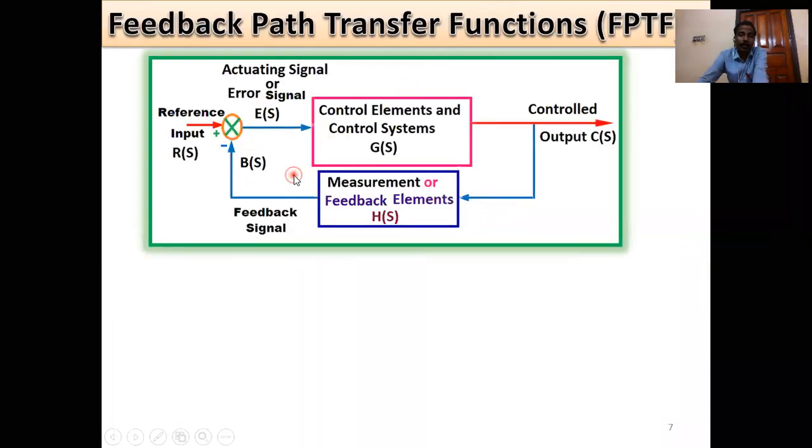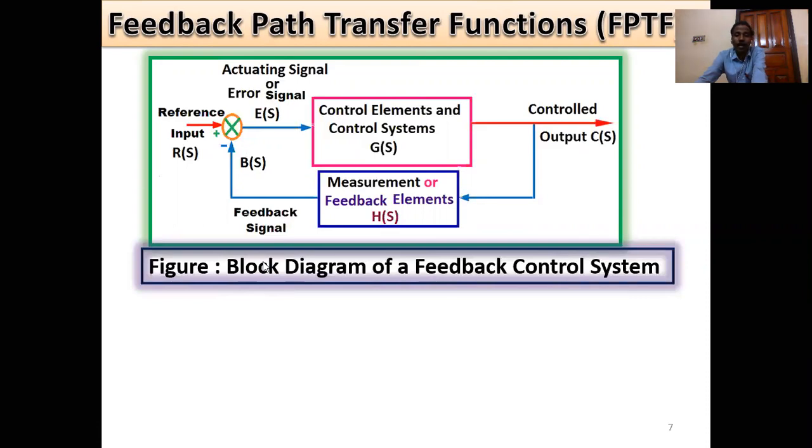Then the feedback path transfer function. We already discussed this figure. This is the block diagram for feedback control systems. This is the feedback path. What is the transfer function for this feedback path? In this case, this is the input section, and this is equivalent to C(S). And after the operation, this is the feedback B(S), or this is the output B(S).